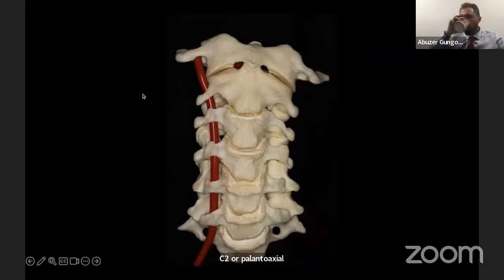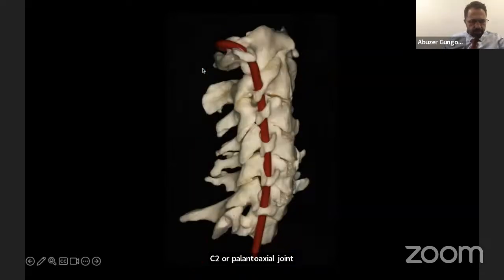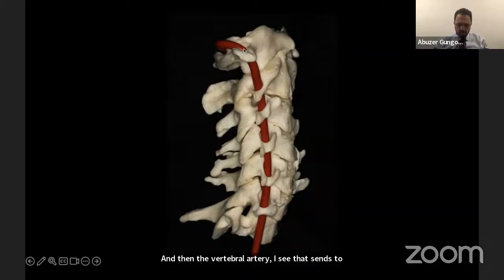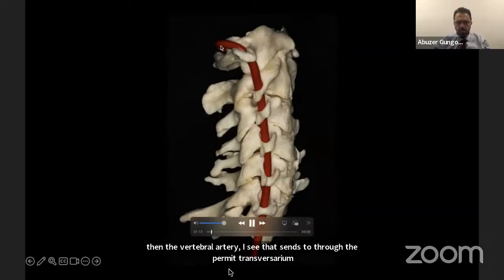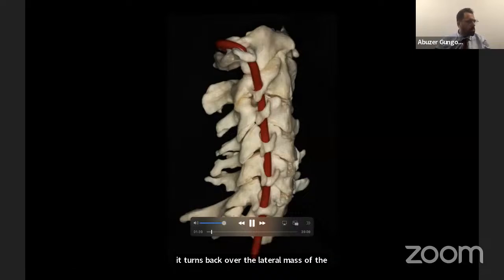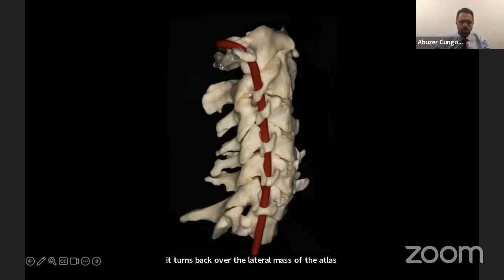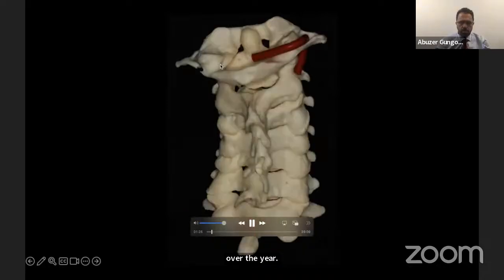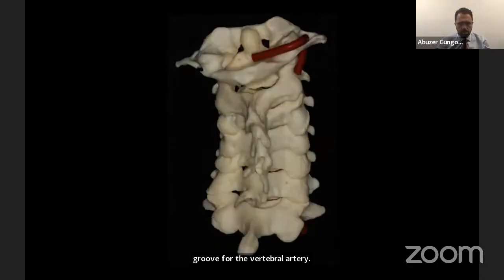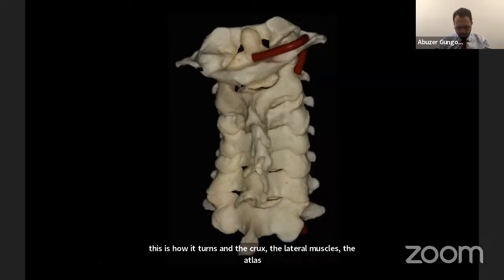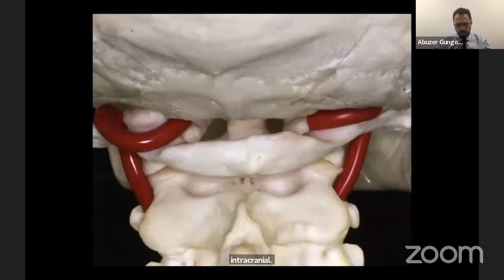Laterally, if we pay attention to the C1, C2 areas, we can see the C1, C2 or atlantoaxial joint, which is just medial to the vertebral artery. The vertebral artery, as it ascends through the foramen transversarium, turns back over the lateral mass of the atlas, over the groove for the vertebral artery. This is how it turns and hugs the lateral mass of the atlas to become intracranial and intradural.